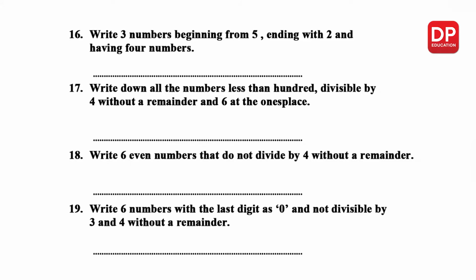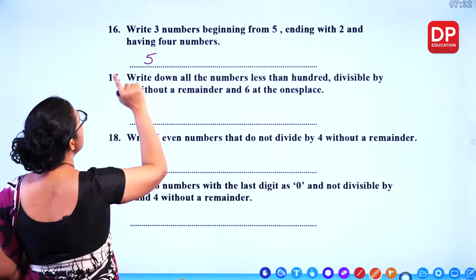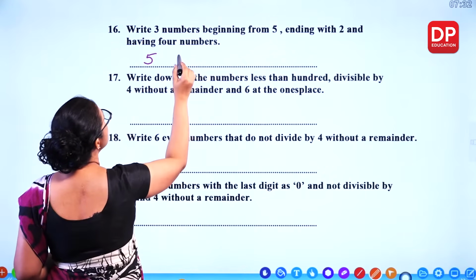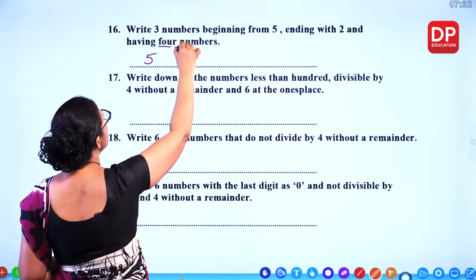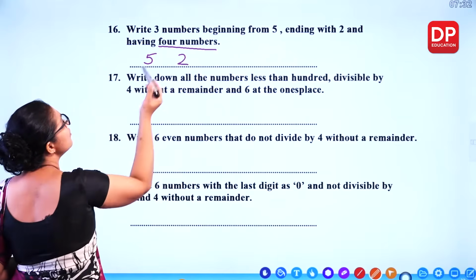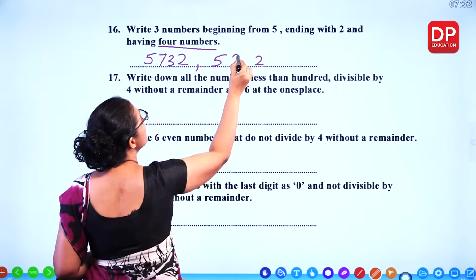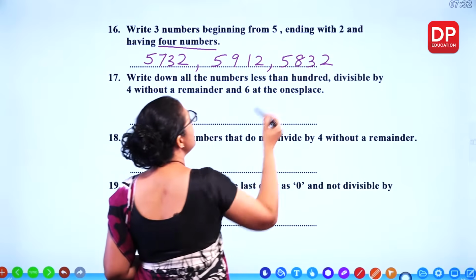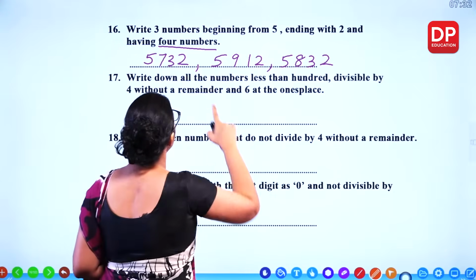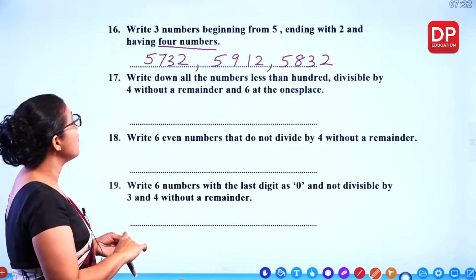Write 3 numbers beginning from 5, ending with 2 and having 4 digits. So you can create anything. Numbers beginning from 5, but ending with 2, 4-digit numbers. So you can put any number in between: 5732, 5912, 5832. You are asked to write only 3 numbers. So these are the 3 numbers, starting from 5 and ending with 2.